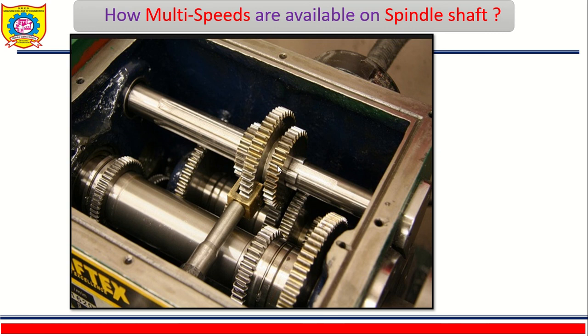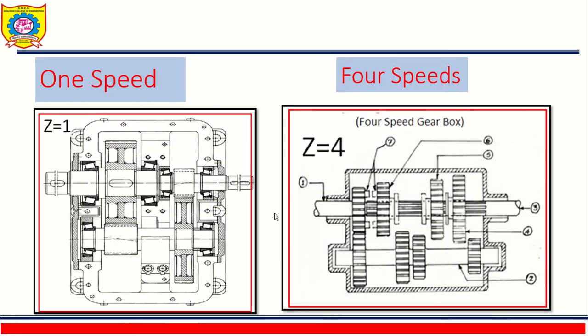In this way, one or two shafts will have splines, and another shaft will have the gears fixed. So there will be an arrangement of shafts and gears like this. This diagram shows one speed input and one speed output, and in the second one there is only a single input and we get four different spindle speeds.